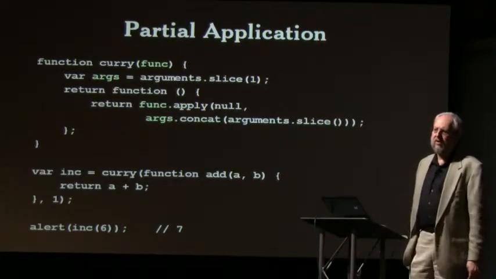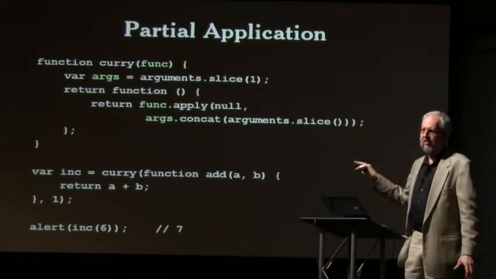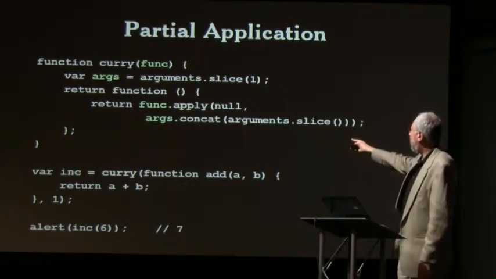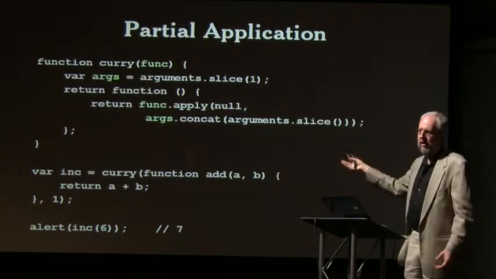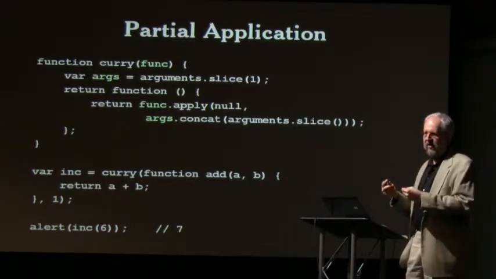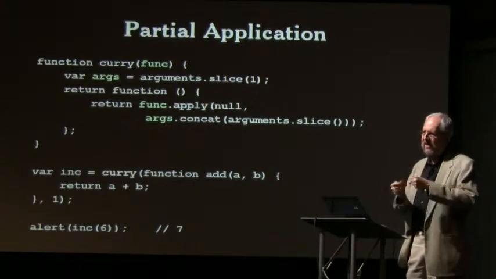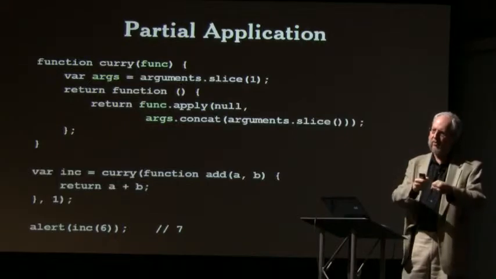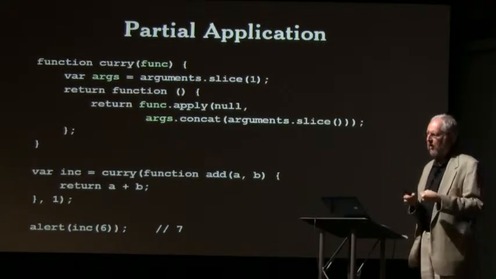One bit of weirdness that's left over from arguments not being a real array is that if I pass arguments as a parameter to concat, it doesn't recognize that it's an array and then take all of the members of it and concatenate them to the other thing. It will concatenate them as a single array, which in this case is not what we want.